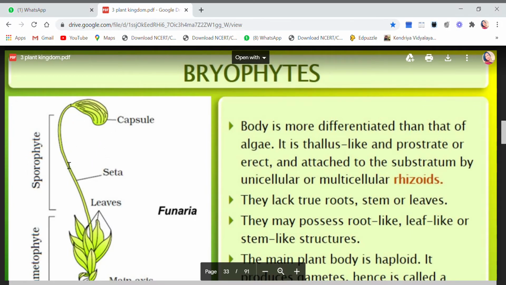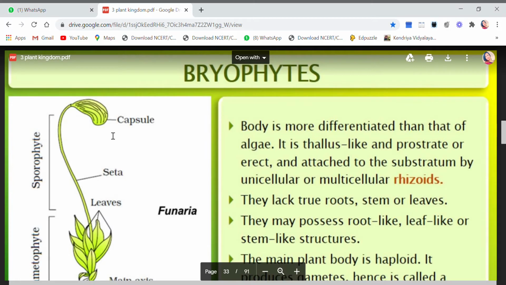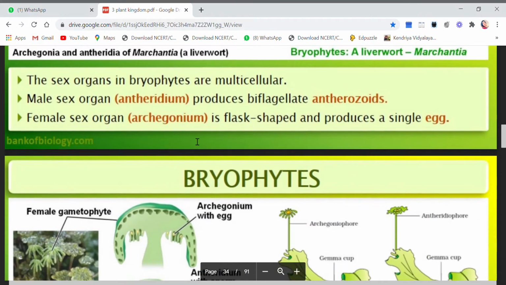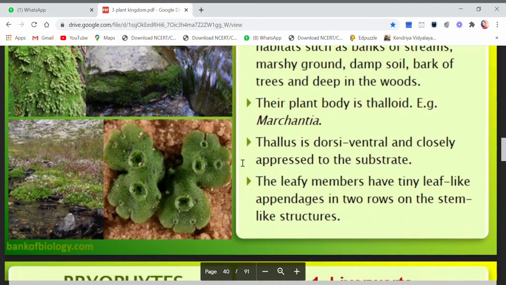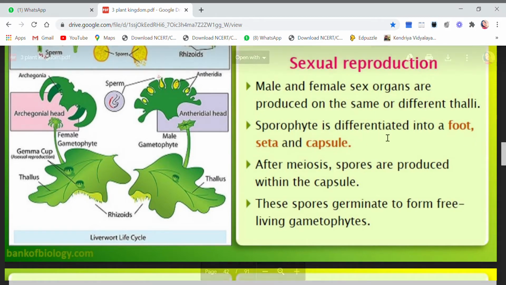Now this sporophyte will produce spores, but spores are haploid. So how will spores be formed from a diploid sporophyte? A division called meiosis will take place first. The sporophyte will undergo meiosis and give rise to spores. I hope you have related this to the topic: since the sporophyte is diploid, to produce spores it undergoes a division called meiosis, that is, reductional division, and hence haploid spores are produced within the capsule.